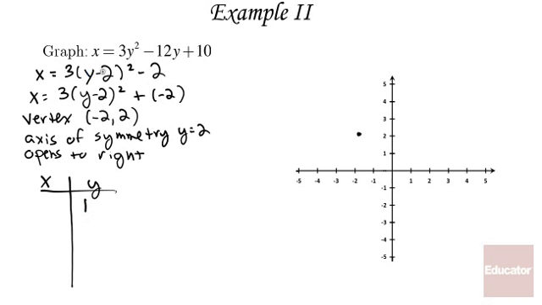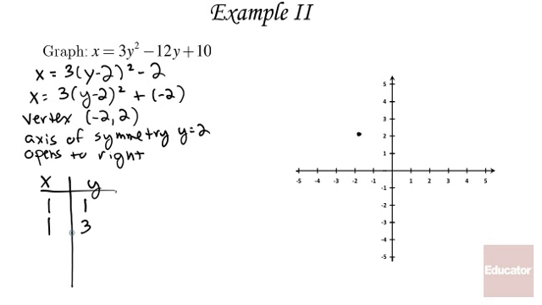If y is 1, 1 minus 2 is negative 1, squared gives me 1. 1 times 3 is 3, minus 2 is 1. So when y is 1, x is 1. Let's let y equal 3. When y is 3, 3 minus 2 is 1. Squared is 1. 1 times 3 is 3. Minus 2 is 1. And you can see, as I mentioned, that this is not a function.